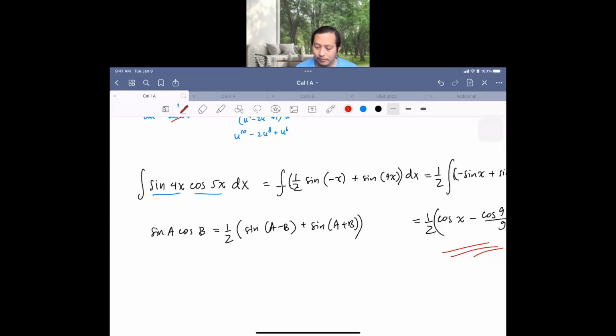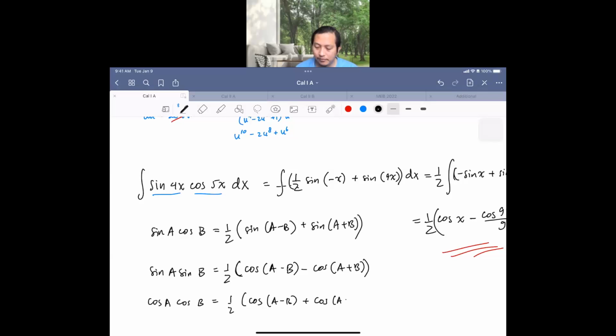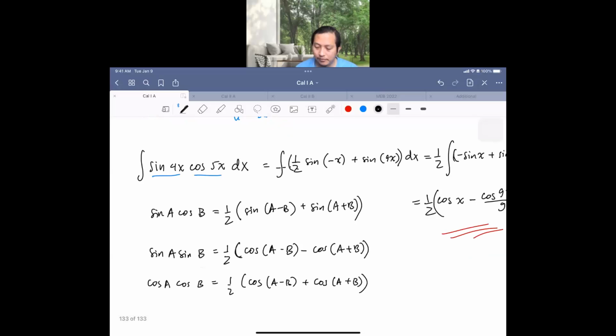I think we can also solve through these formulations, the identities. We could have another one, sine A sine B. If you remember, this will be one half of cos A minus B minus cos A plus B. And then cos A cos B is still the same, cos A minus B, and plus cos A plus B.